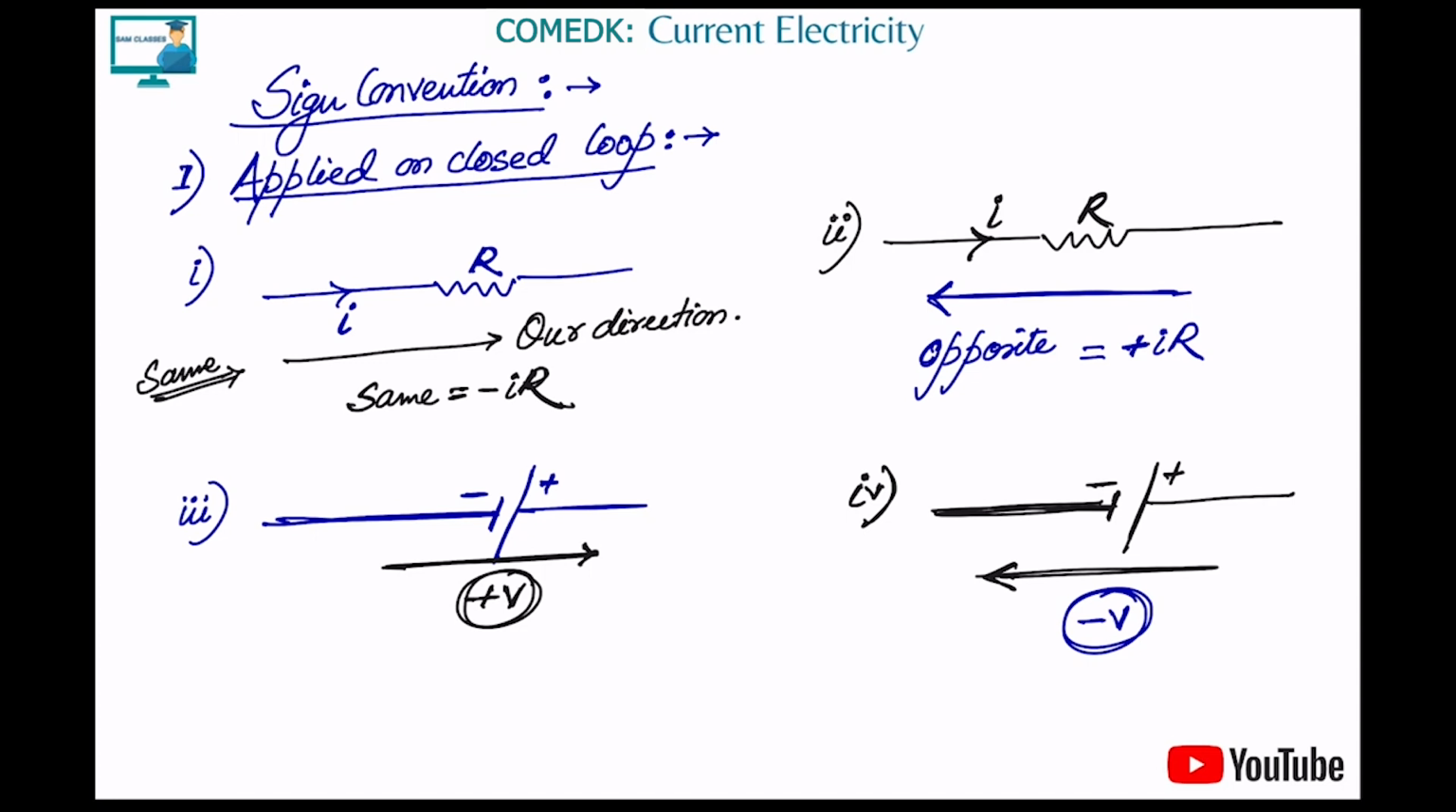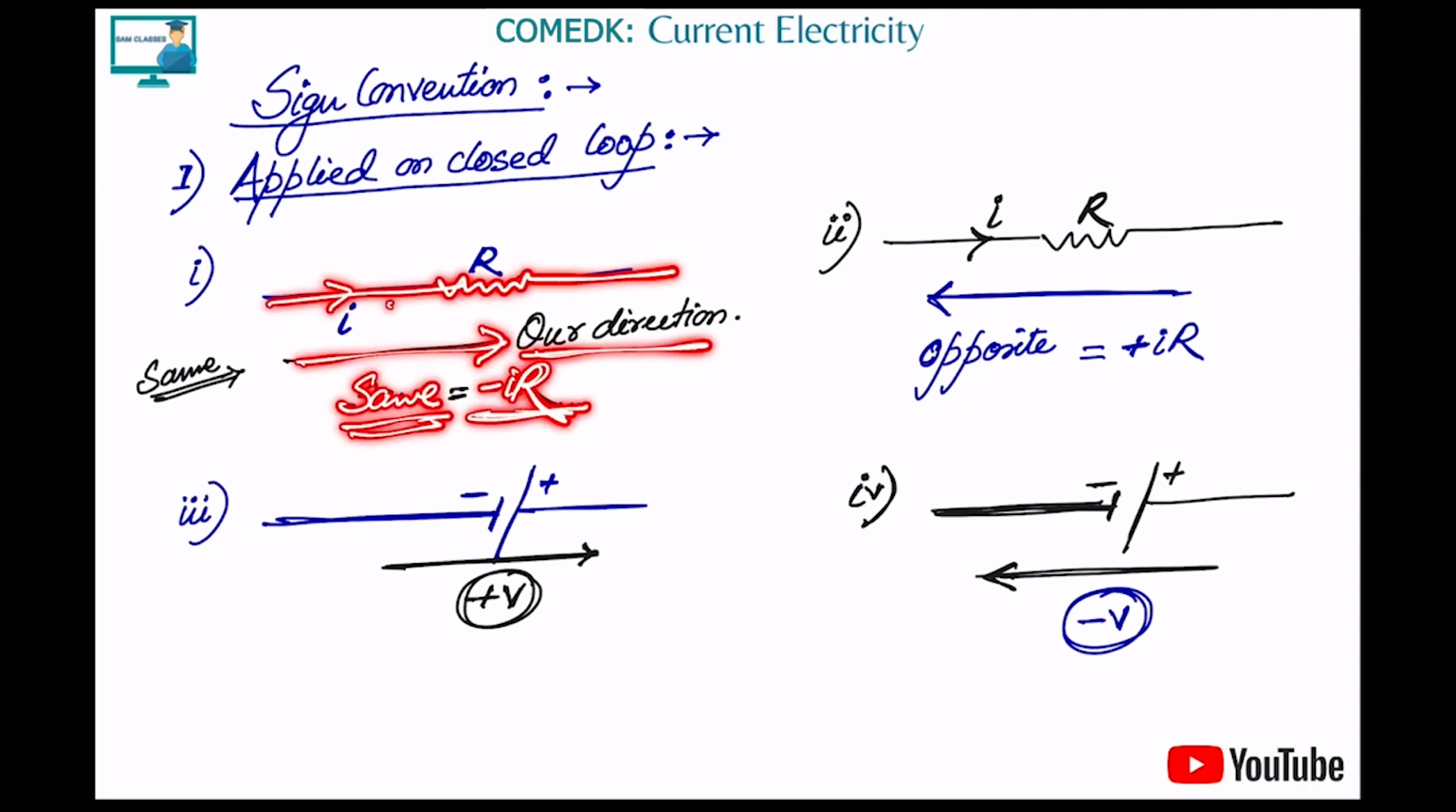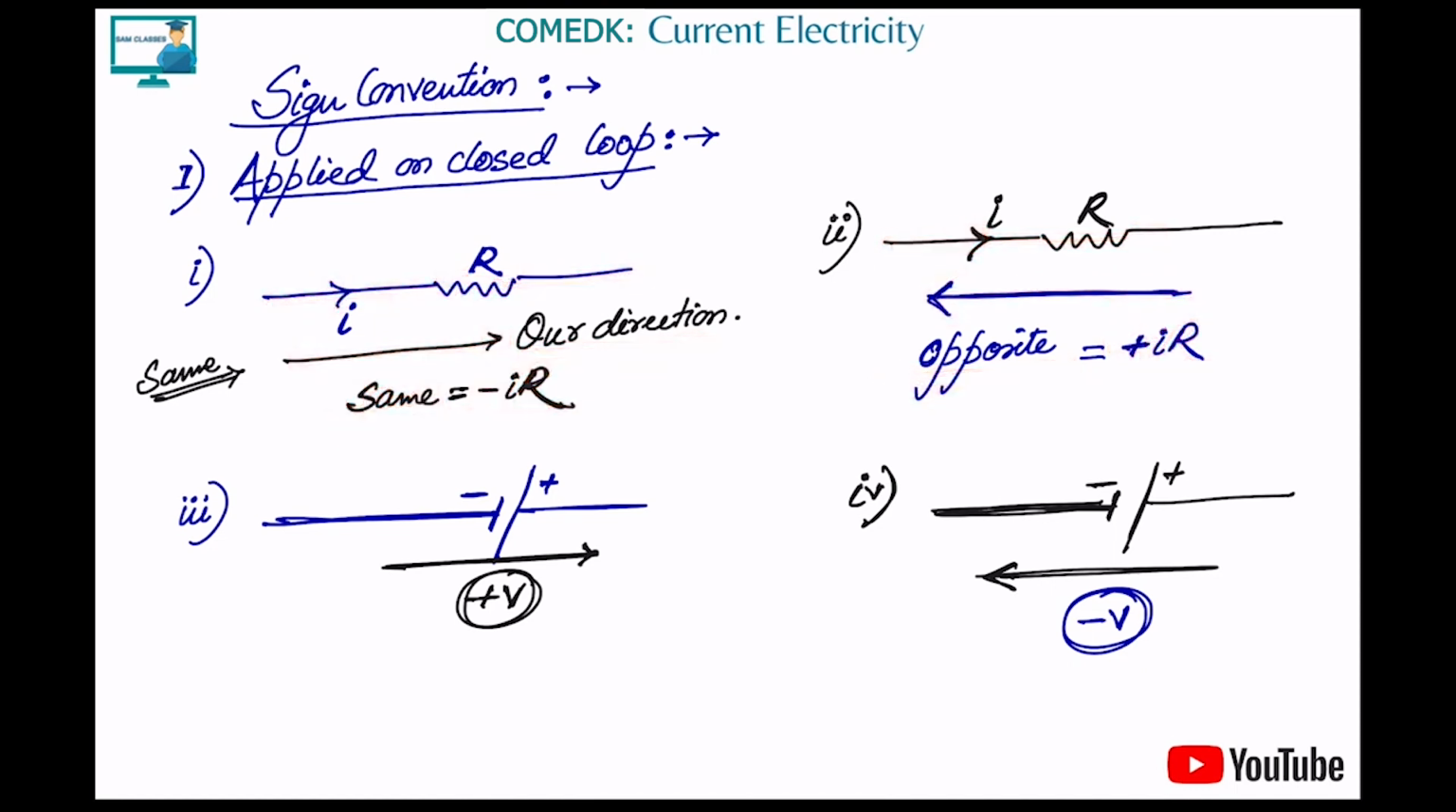What is the sign convention? See, if the current is going like this and we are going in the same direction, remember it like this: same. When it is the same, we get a minus. So, when we are crossing, it will be minus IR. If the current is going like this, but we are going opposite, opposite means plus IR. Okay, clear everybody?